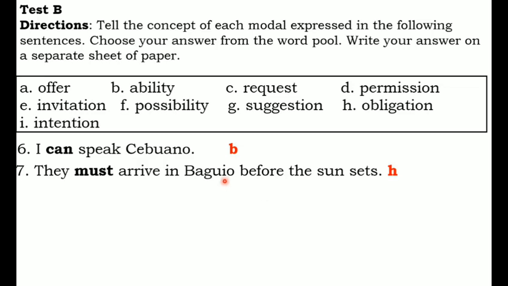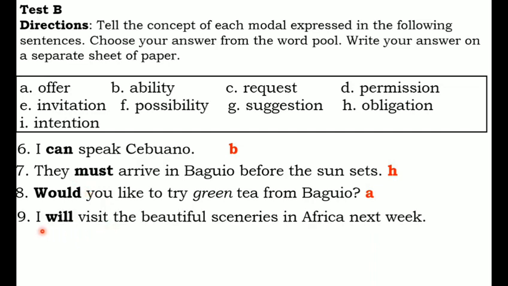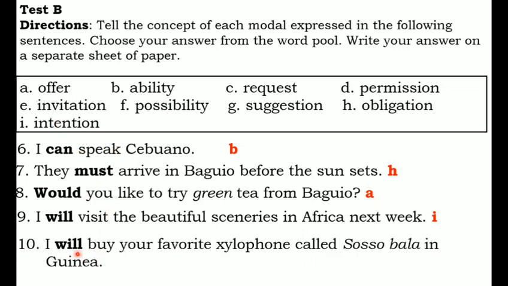That is obligation. Number 8, would you like to try green tea from Baguio? The answer is letter A. That is offer. Number 9, I will visit the beautiful sceneries in Africa next week. The answer is letter I. That is intention. Number 10, I will buy your favorite cell phone called Sosobala in Guinea. The answer is letter I.